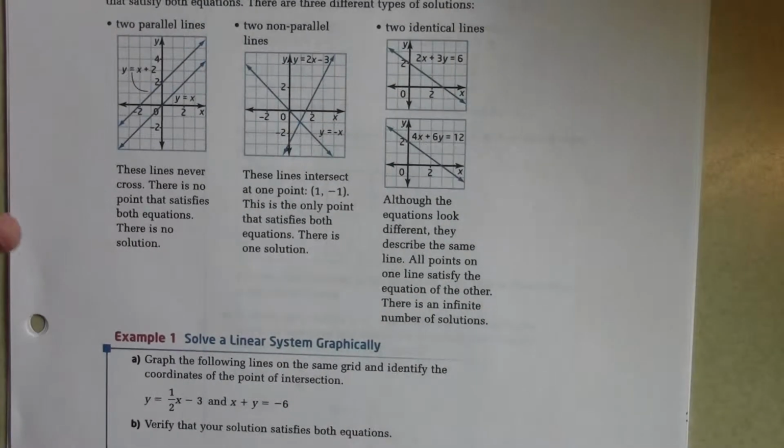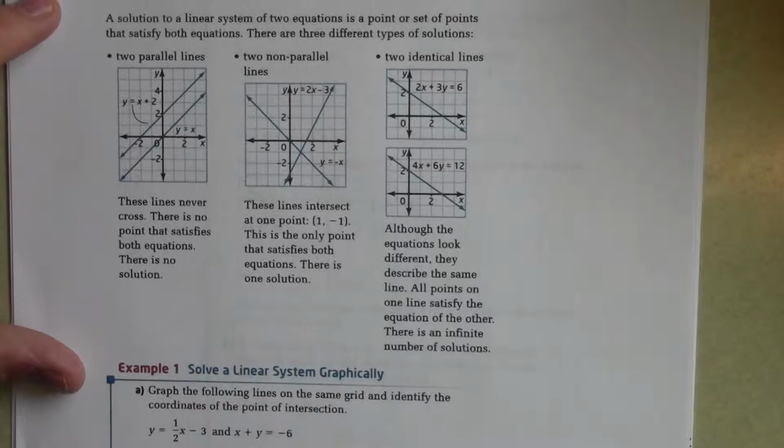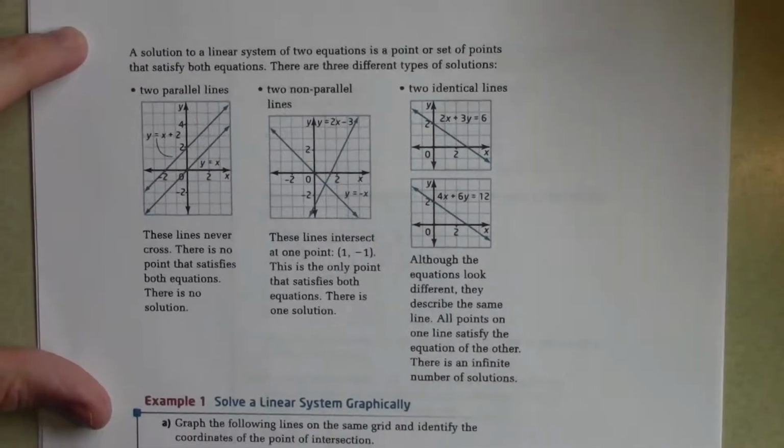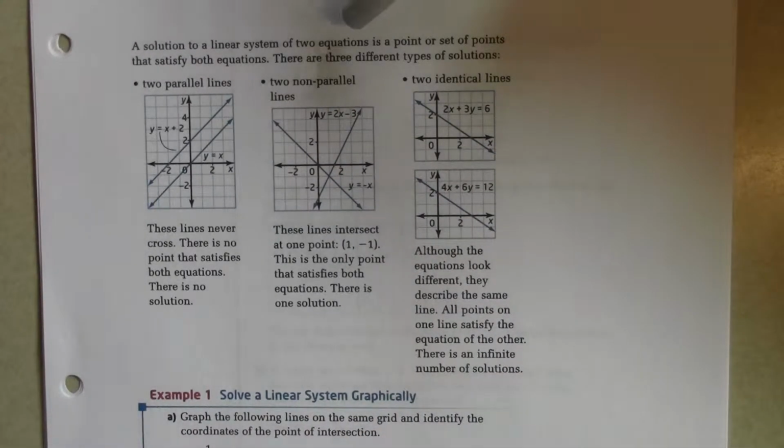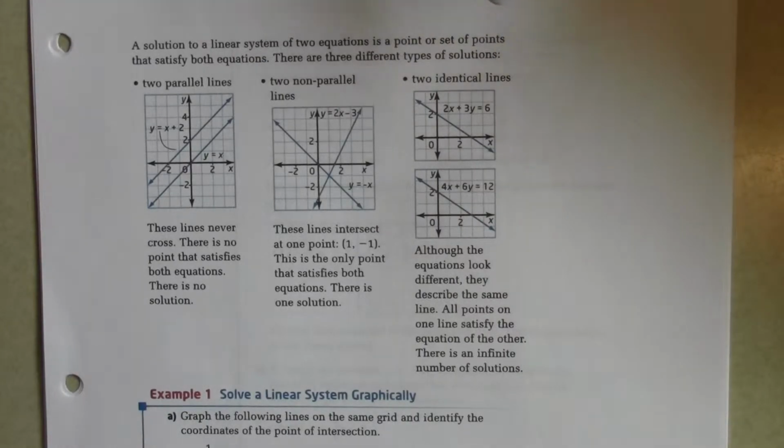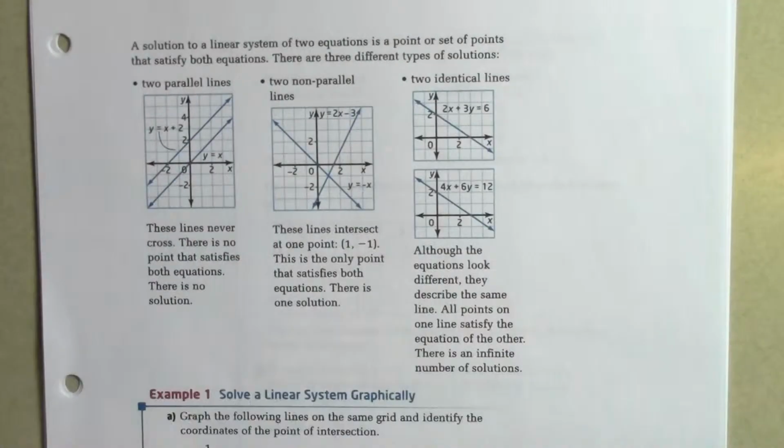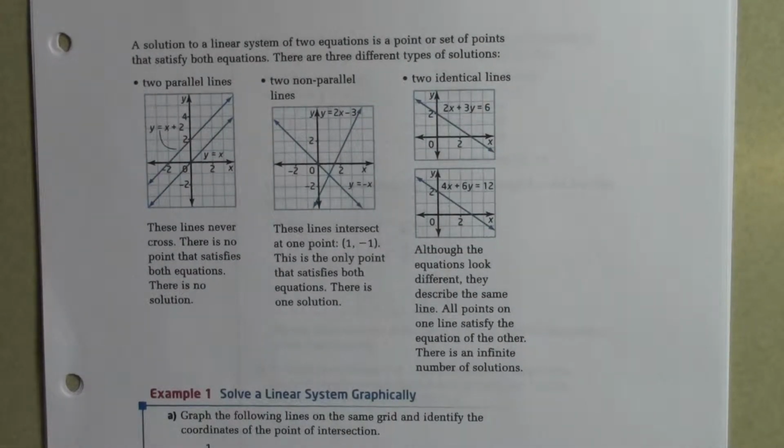A solution to a linear system of two equations is a point or a set of points that satisfy both equations. There are three different types of solutions. So two parallel lines. It's still called a system of linear equations. Remember what that means. It just means two or more lines. It's got a fancy name, but it means two or more lines that you're considering at the same time.